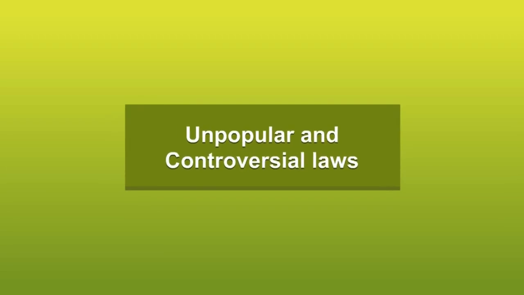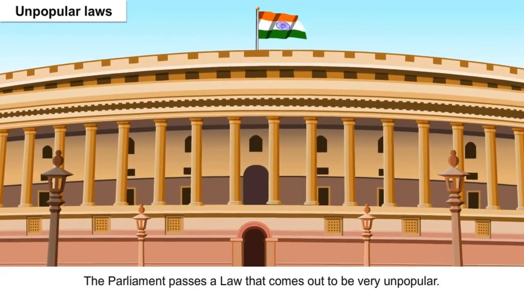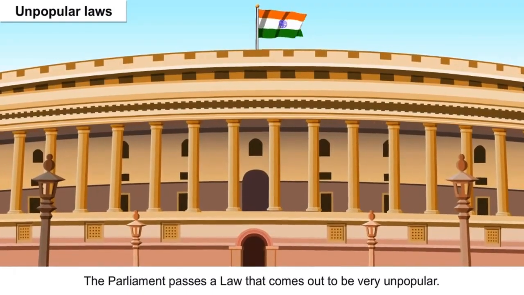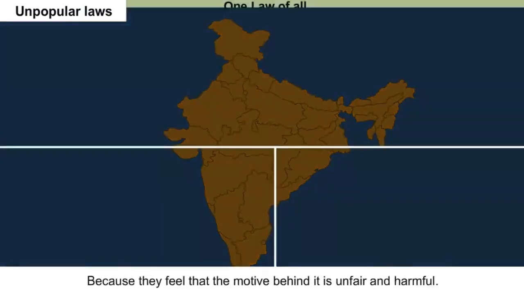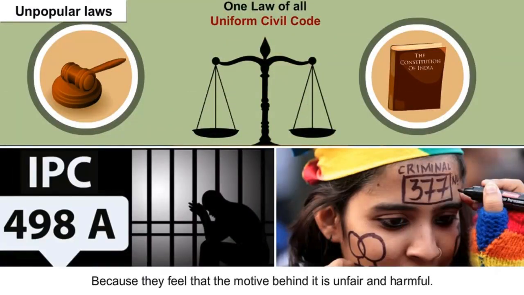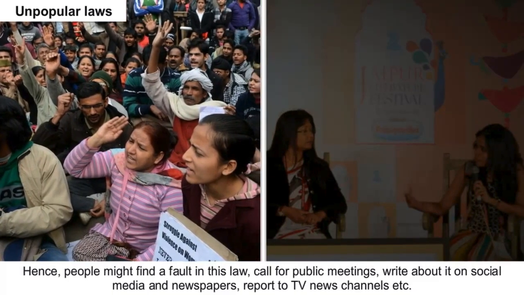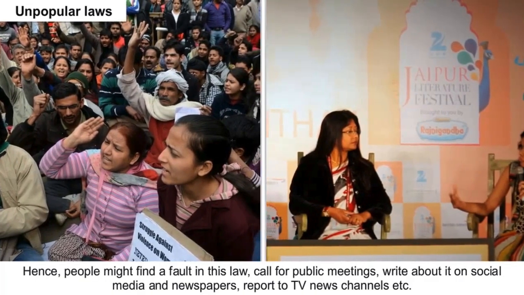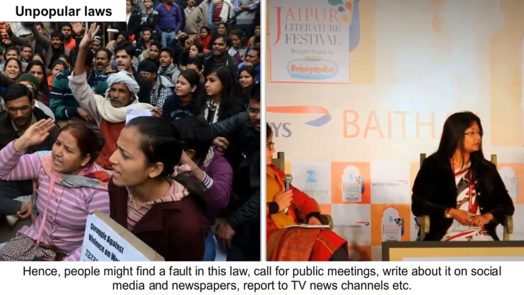Unpopular and controversial laws. Unpopular laws. The Parliament passes a law that comes out to be very unpopular. It can be constitutionally valid and legal, but it can still be unpopular and unacceptable to people because they feel that the motive behind it is unfair and harmful. Hence, people might find fault in this law. They call for public meetings, write about it on social media and newspapers, report to TV news channels, etc.